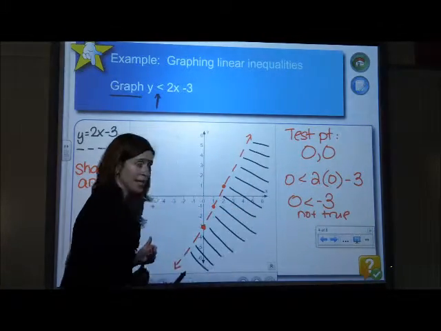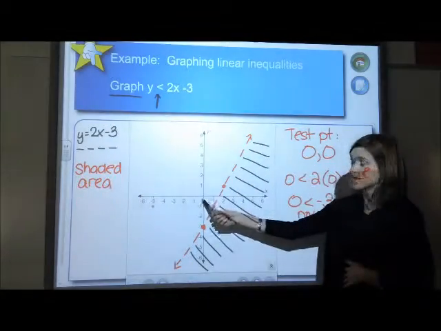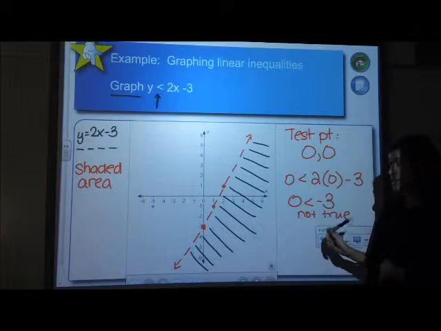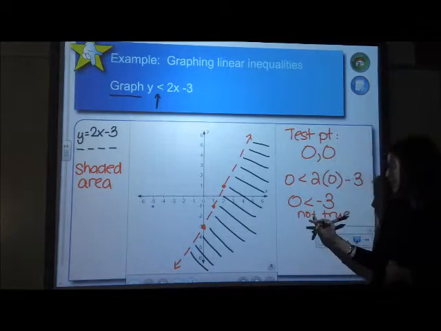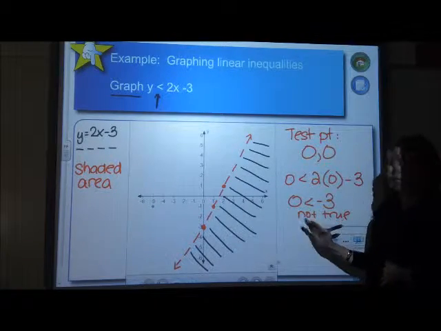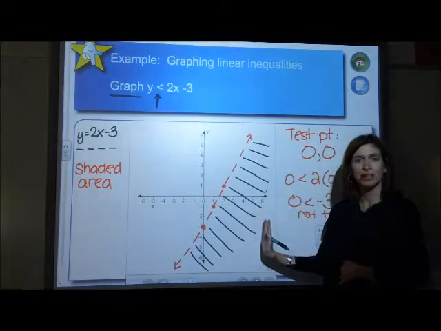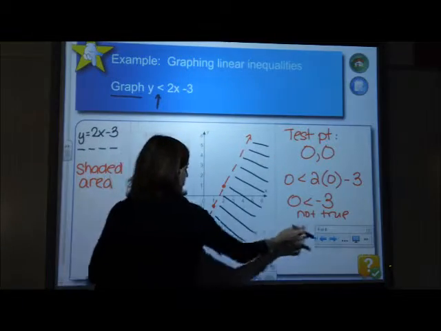Okay, so let me review that again. You take a test point. I said 0, 0, as long as it's not on the line, is the easiest one to use. You plug it into the inequality. If it makes the inequality true, then that means that point is in the shaded region. If it makes the inequality not true, then that point cannot be in the shaded region, so you'd have to shade on the other side of the line. Okay? All right, let's do another one.